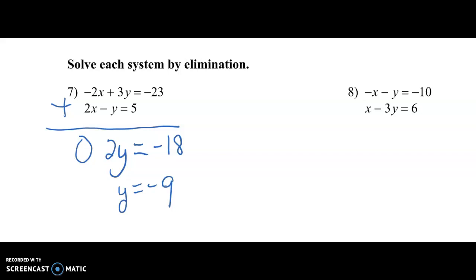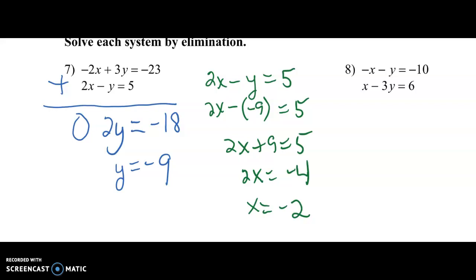All right, so now we know we have a solution for this system. We want to find the other half of the solution. So maybe we're going to go ahead and take the second equation and solve for x. So we plug negative 9 in for y in that second equation. Solving for x, we get x is equal to negative 2. So there's our x value. So pair it up with our y value. Our solution for this system is negative 2, negative 9.